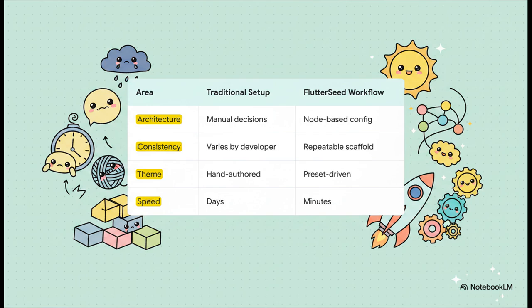And this table just lays out the solution so perfectly. Over on the left, you've got the old way. Slow, inconsistent, different every time. And on the right, the FlutterSeed workflow. Totally consistent, repeatable, and fast. We're not just talking a little faster. We are talking about shifting from days of setup to just a few minutes.